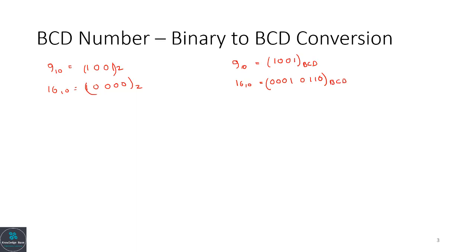So this is the BCD value of the decimal value 16. You can see that there is a difference between the binary representation and the BCD representation. But in 9, there is no difference between the binary and the BCD representation. For better understanding of the BCD number system, you can follow the video given in the link in the description section.